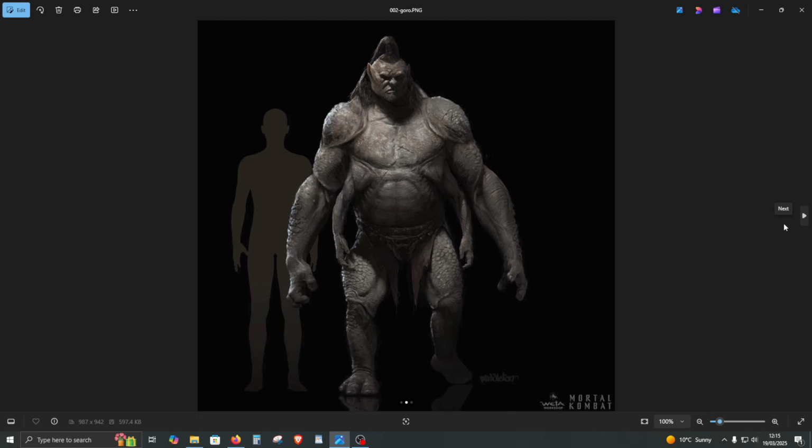Alright, this is another Goro concept art. Why the hell are his upper arms massive and his lower arms are small like a T-Rex arm? Why is this creature out of proportion? Goro is in proportion to himself. What is going on here? This looks like some Gears of War locust monster. Born with a disability? What the hell?